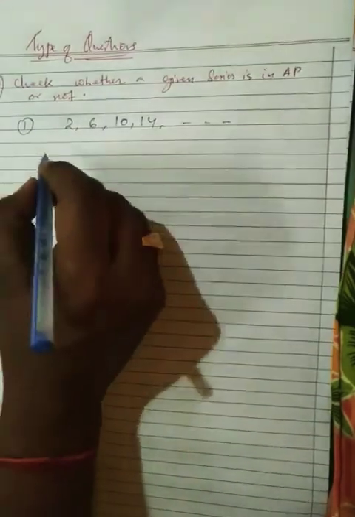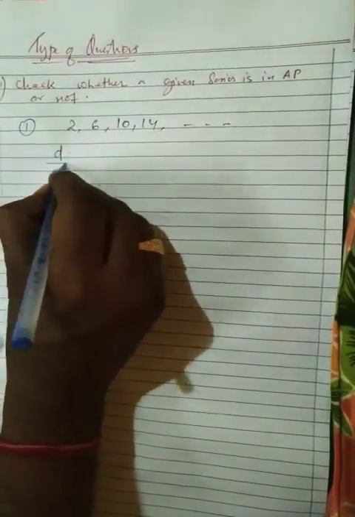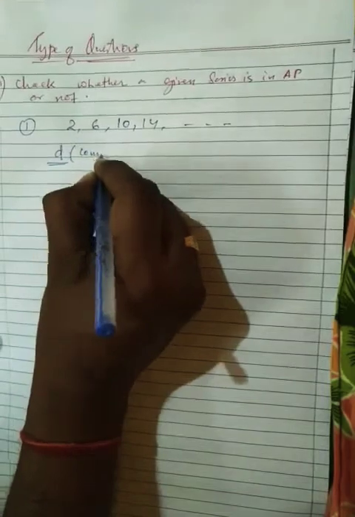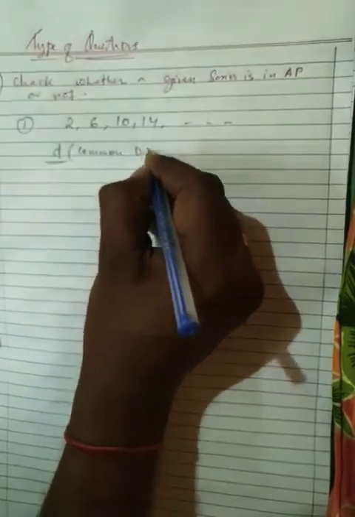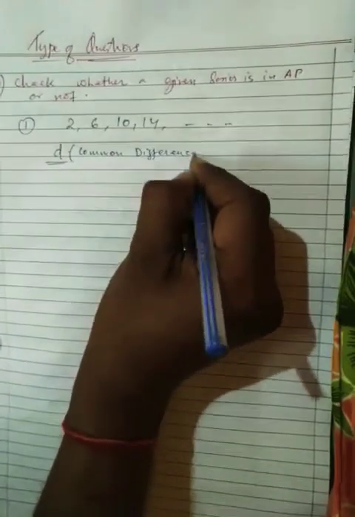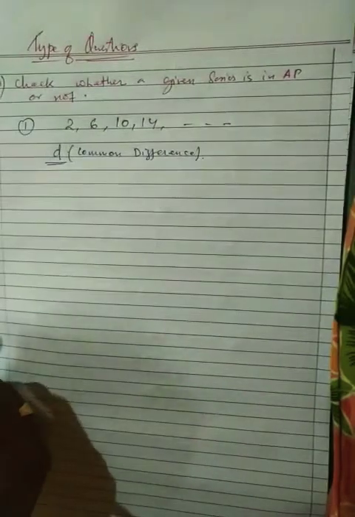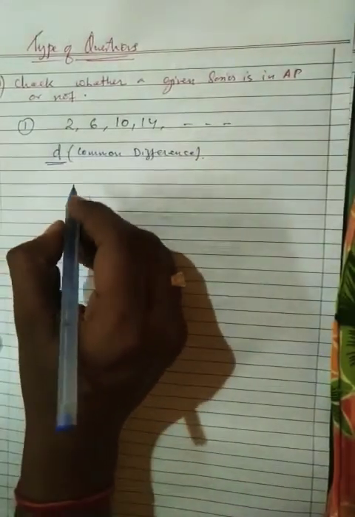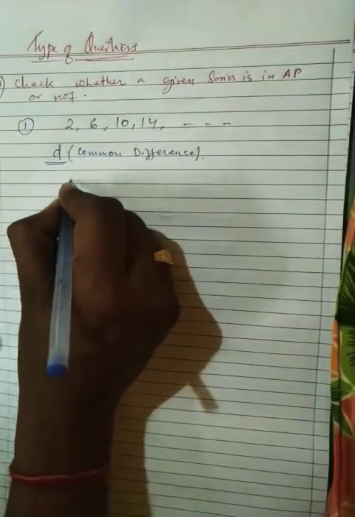We'll take out the common difference. We'll be taking out D. How do we calculate the common difference? This we need to calculate. If the common difference is coming the same in each case, it means the terms are in an AP series. Like the first 2 terms, if I take the common difference, D will be equal to what?